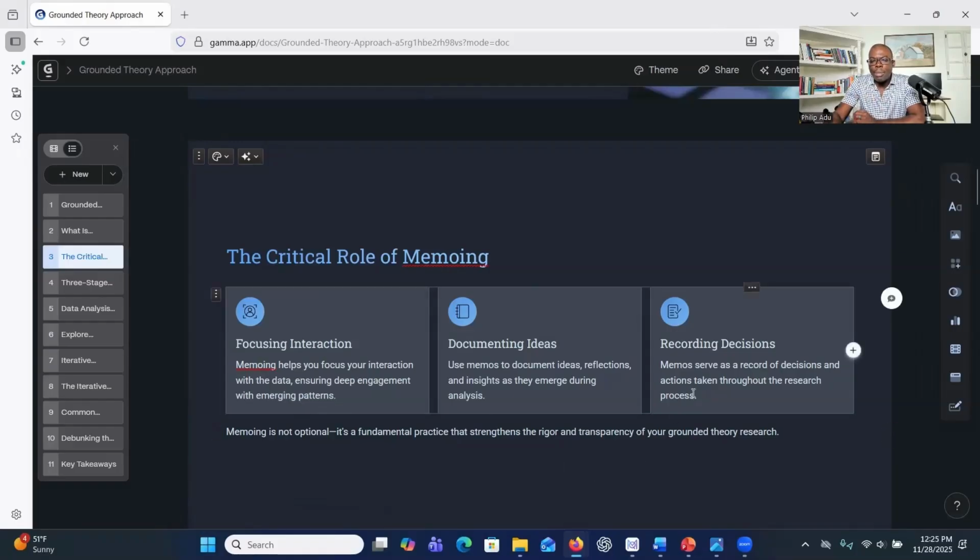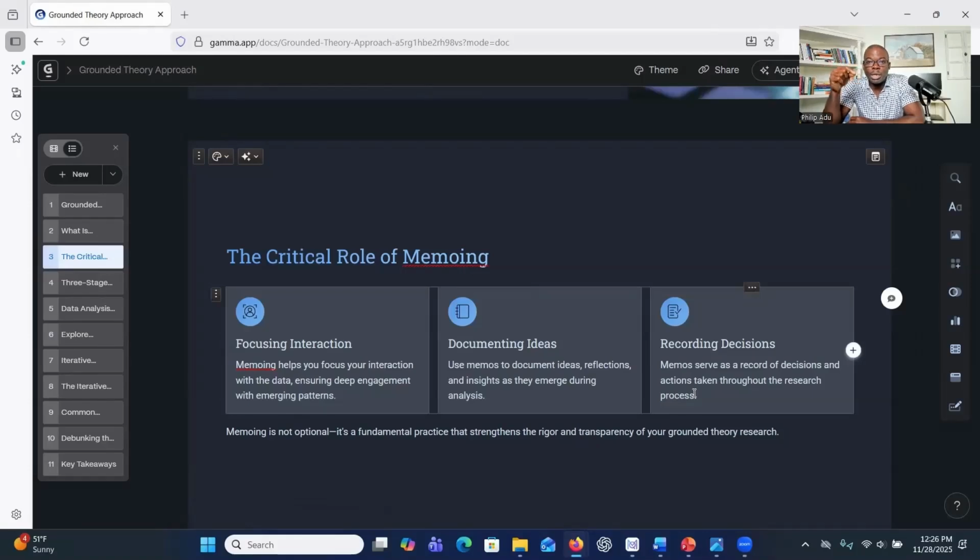And also for memoing, you can record your decisions and actions, because at the end of the day, you have to show your work. If you want people to believe what you found after analyzing the data, you want to show your work. How did you identify information that is significant? How did you develop themes? How did you connect the themes to develop a theory to help you explain a phenomenon? You have to show your work.